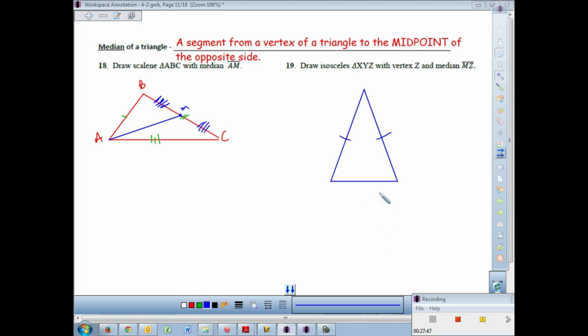Z is the vertex. Where does that go? Does it always go on the top? It goes where the 2 sides of the same touch, correct? Is this a Z? No, that's a 2. Boom, that's a Z right there. X and Y make no difference. You could switch those 2 around, but the Z had to go where the 2 sides of the same touch because it's the vertex. Draw median segment MZ now. Draw median segment MZ.